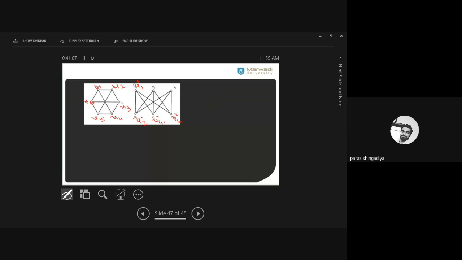No, it is not K6. It is K3. Yes, it is not a K6 graph. K6 means a complete graph. Each and every vertex should be connected to each other. If you consider it a K6, then it is not correct. This vertex should be connected with all the 5 vertices. This one is connected with only 3. The rest of the 2 have no connection.